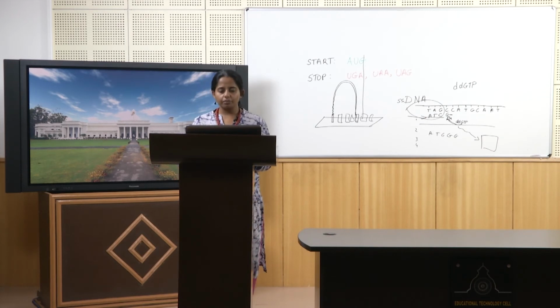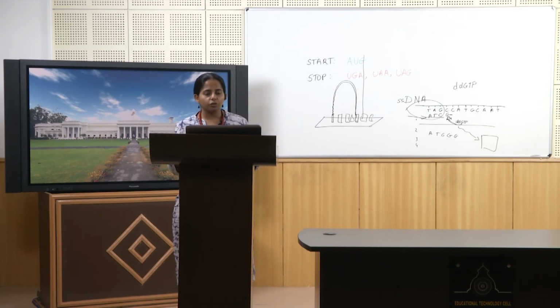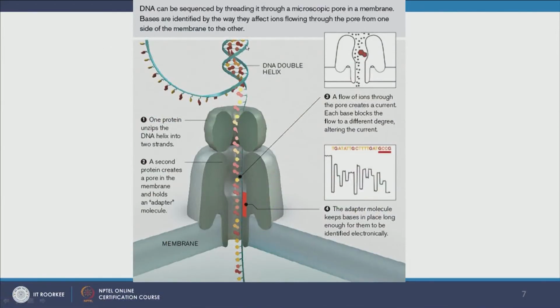So this example is of, by the way, Oxford Nanopore based sequencing. So DNA can be sequenced by threading it through a microscopic pore in a membrane. Bases are identified by the way they affect ions flowing through the pore from one side of the membrane to the other. So we have the DNA double helix uncoiled passing through here. So one protein will unzip the DNA helix into two strands.